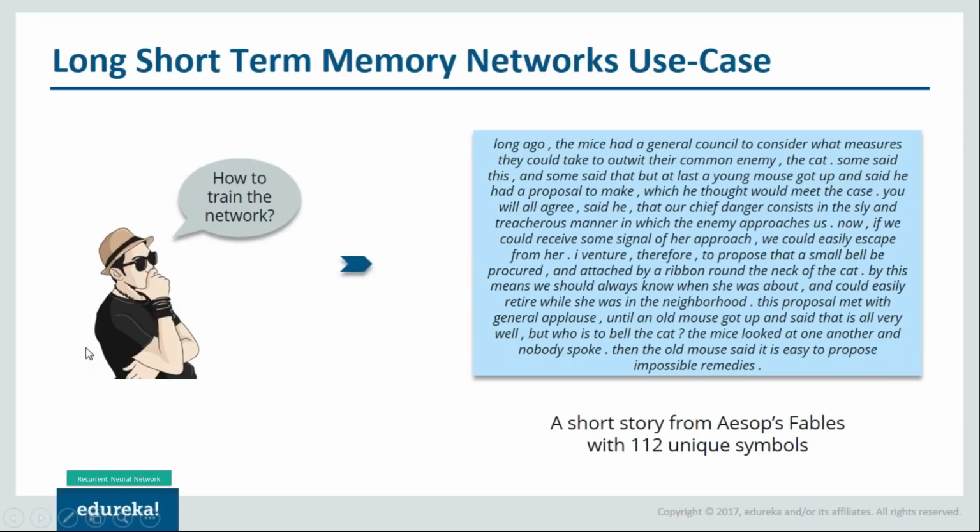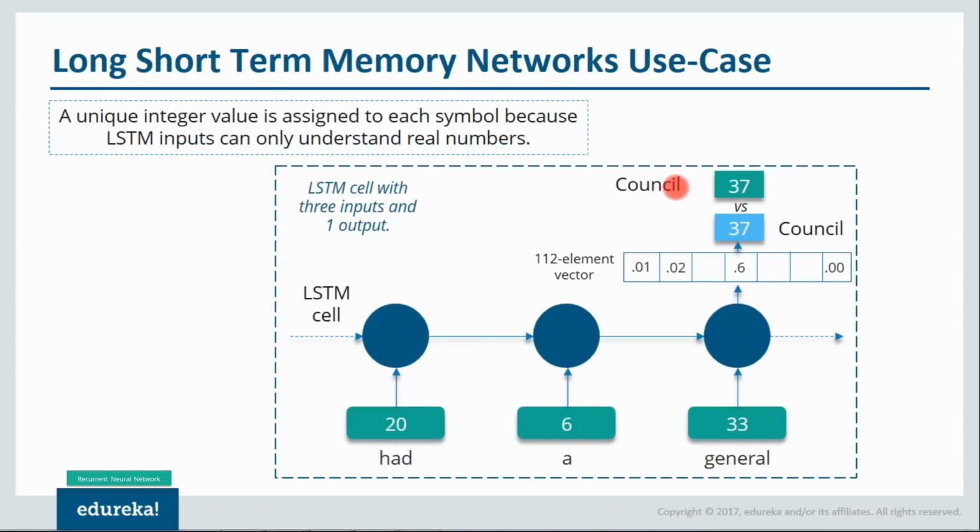So we'll be training our LSTM to predict the next word using a sample short story that you can see over here. All right, so it has basically 112 unique symbols. So even comma and full stop are considered as symbols. All right, so this is what we are going to train it on. Technically, we know that LSTMs can only understand real numbers. So what we need to do is convert these unique symbols into a unique integer value based on the frequency of occurrence, and like that we'll create a dictionary. For example, we have had here that will have value 20, a will have value 6, general will have value 33.